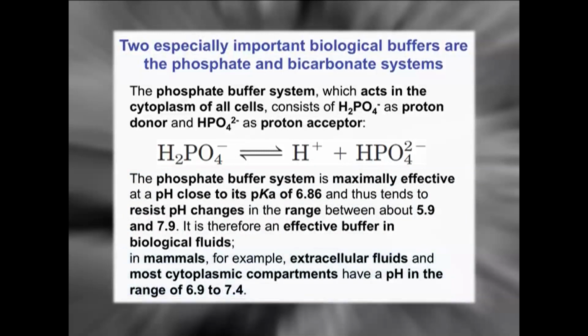Now, say in mammals, for example, the extracellular fluids and the cytosol as well as different cytosolic compartments have a pH within the range 6.9 to 7.4, which lies well within the buffering capacity of the phosphate buffer system.